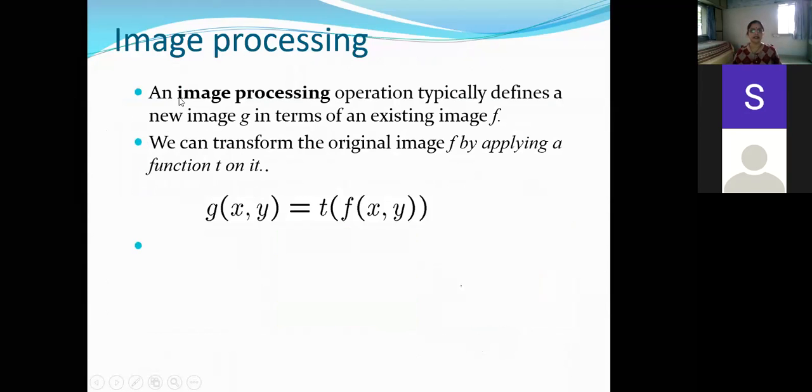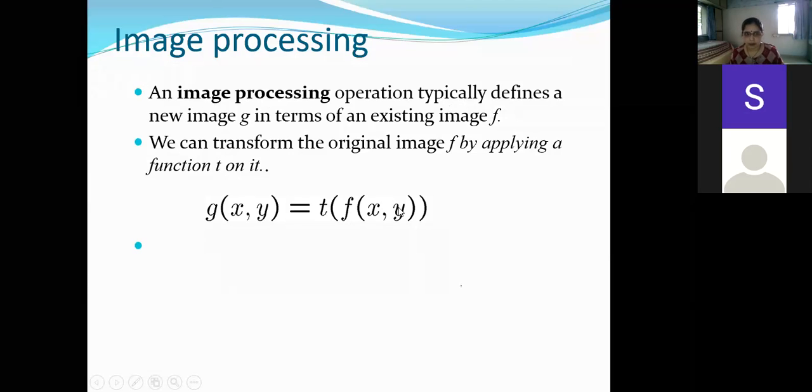So now let us have a look at what we mean by image processing. Processing an image means we try to modify pixel values so that the image becomes suitable for some application. An image processing operation typically defines a new image g in terms of an existing image f. So basically, to process the image, we apply some function T on the given image f(x,y).